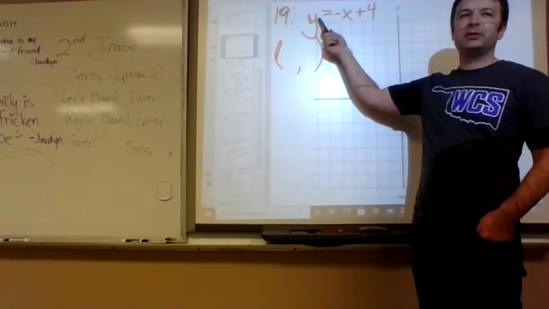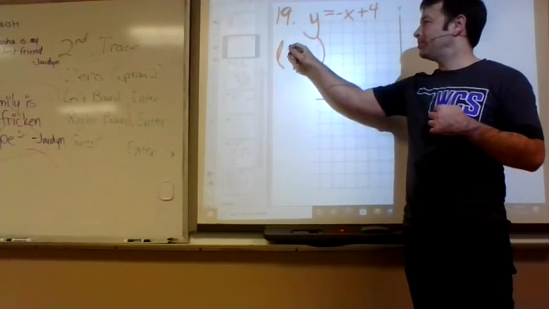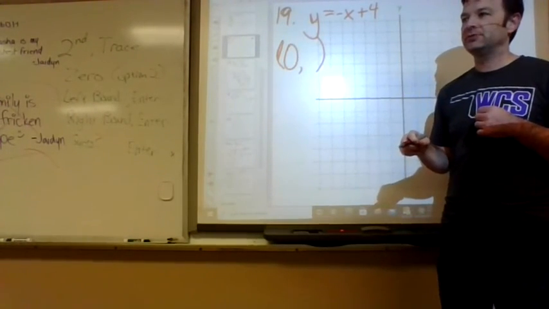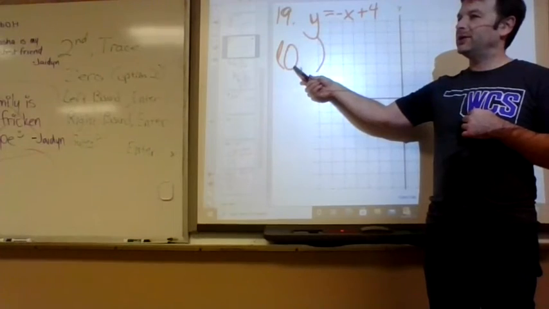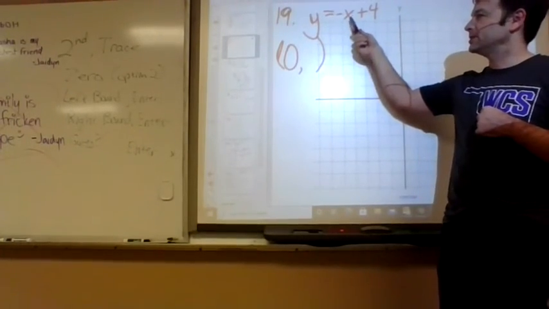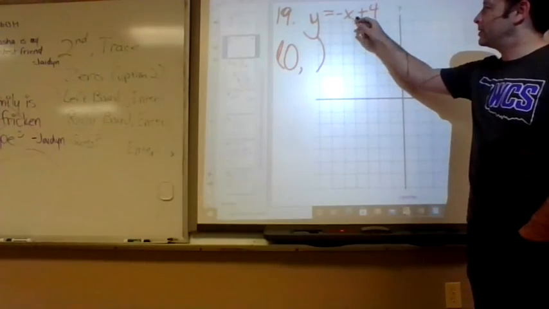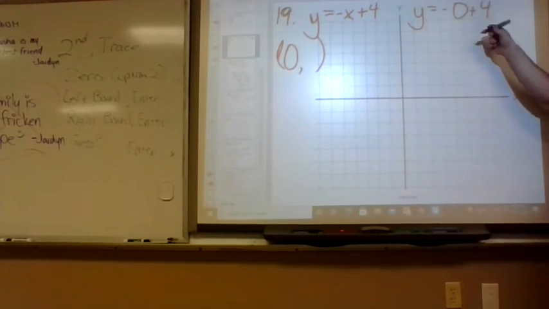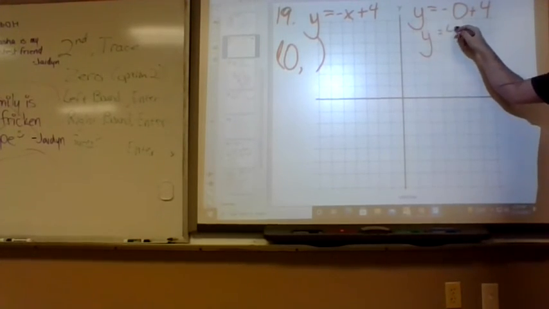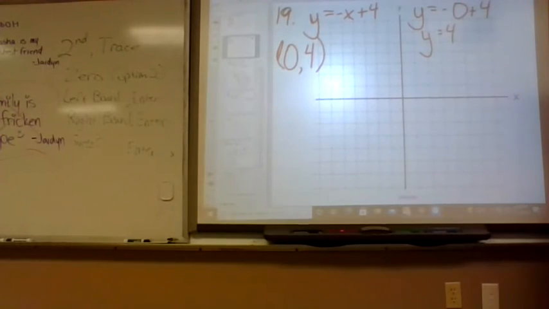Okay, we're going to repeat the process here. To find the y-intercept, I'm going to put in 0 for the x value. Whatever comes out for y, that's going to be my y-intercept. So if I plug in 0 right there, I get y equals -0 plus 4, which is just 0 plus 4. So what is 0 plus 4? 4. So when x is 0, y is 4. That's the y-intercept.